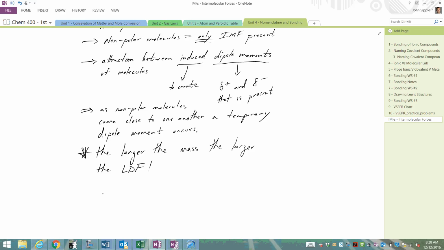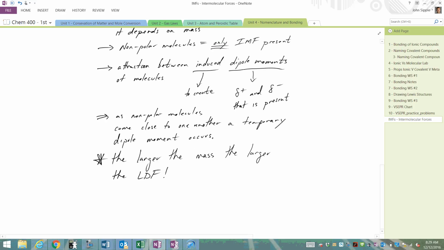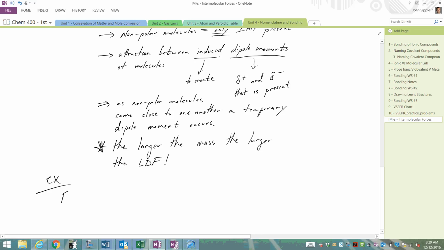Okay, so for example here, we can look at a couple of substances. Let's take a look at the halogens. Fluorine gas, bromine gas, iodine. Our halogens there, they're all diatomic molecules. You can see them up there on the periodic table.